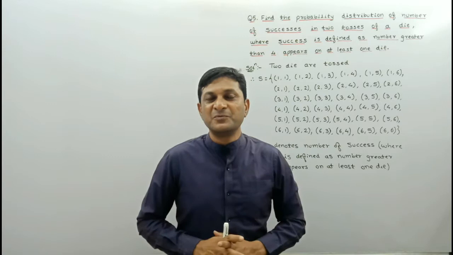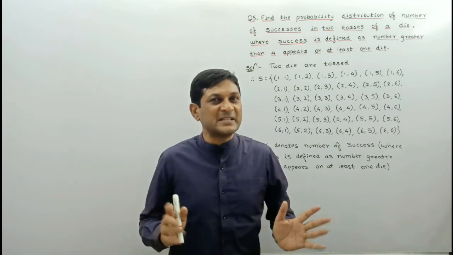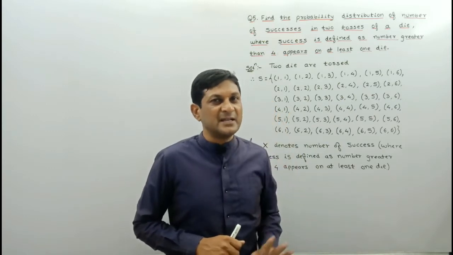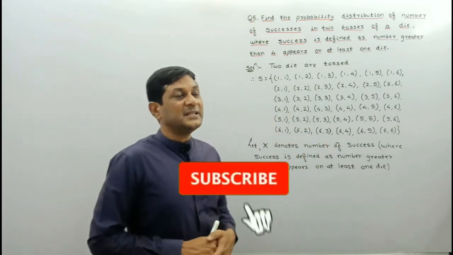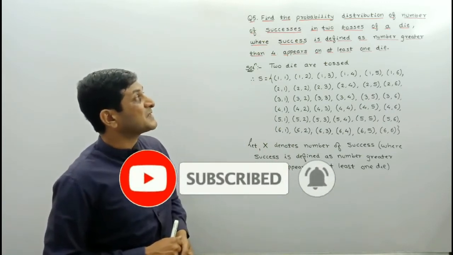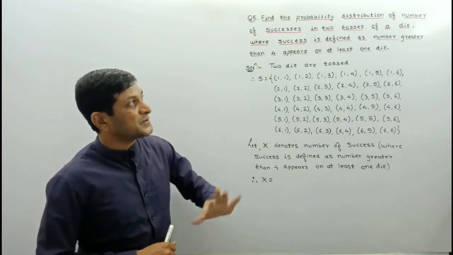In this video, we are solving the remaining examples from exercise 1.7. In the last video, we completed the first 4 examples. So now see example number 5. In example number 5, what do we have to find out? The probability distribution of the number of successes in 2 tosses of a die.